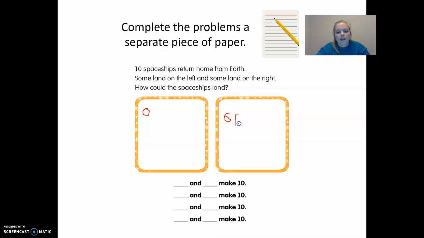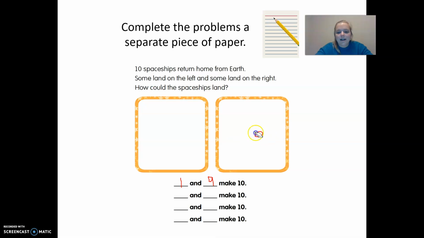So I want to have 1, 2, 3, 4, 5, 6, 7, 8, 9. So I have 1 spaceship on this side and 9. And I know that 1 and 9 make 10 because I had 10 spaceships total. Okay, let's do another one.